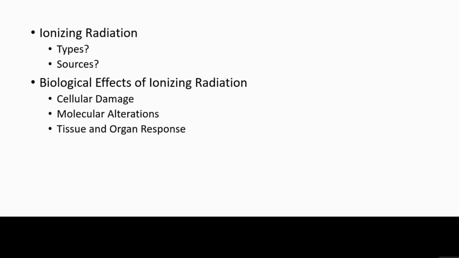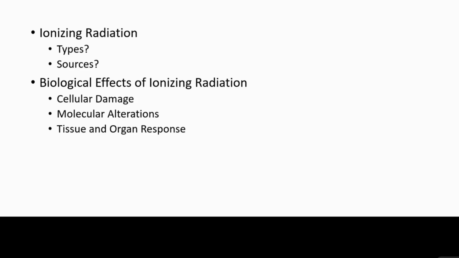There are many different sources, but of course, this course is tailored to machine-produced or non-natural ionizing radiation. Now, what are the biological effects that we are looking at in this course? Number one is cellular damage. For example, DNA breaks and mutation.